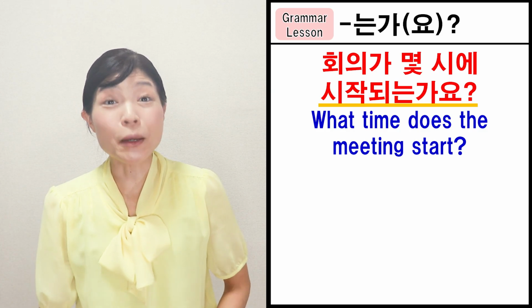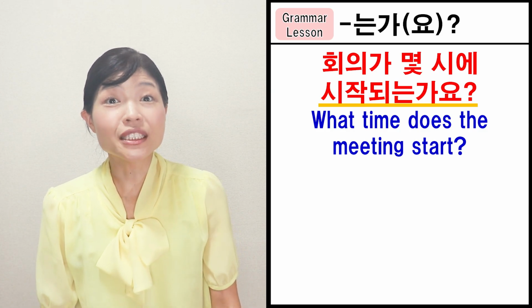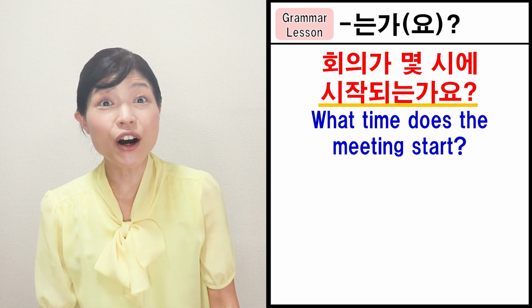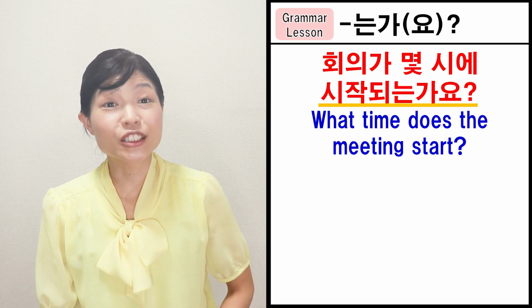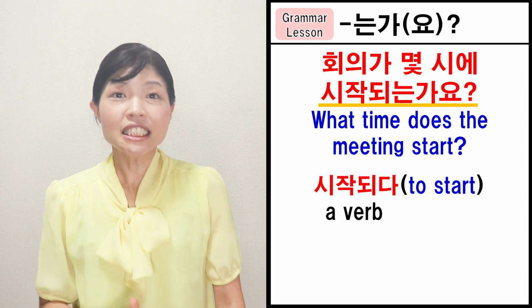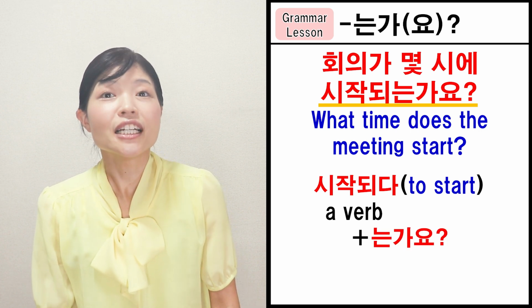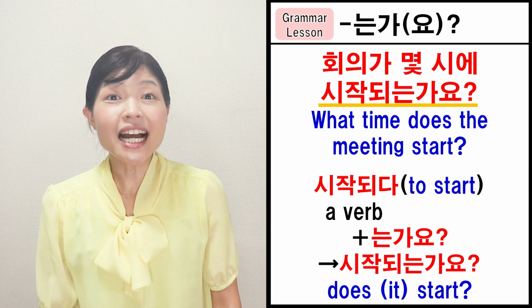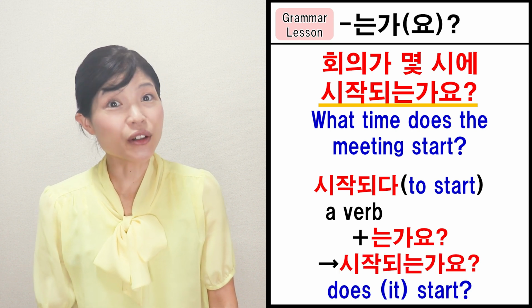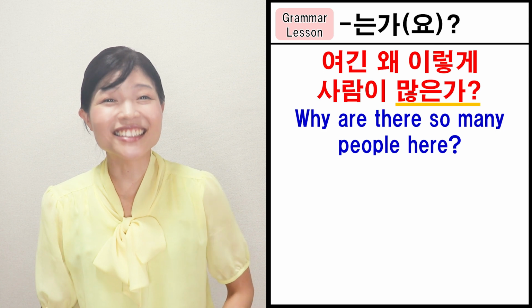Now, let's read a sample sentence. 회의가 몇 시에 시작되는가요? What time does the meeting start? Here, since 시작되다, to start, is a verb, you attach 는가요 to make 시작되는가요? Does it start? Let's read the next sentence.